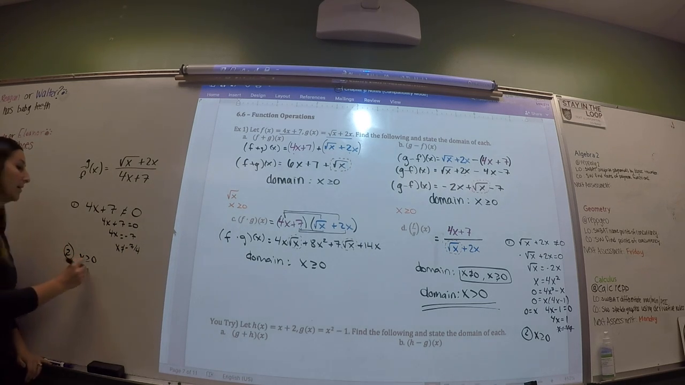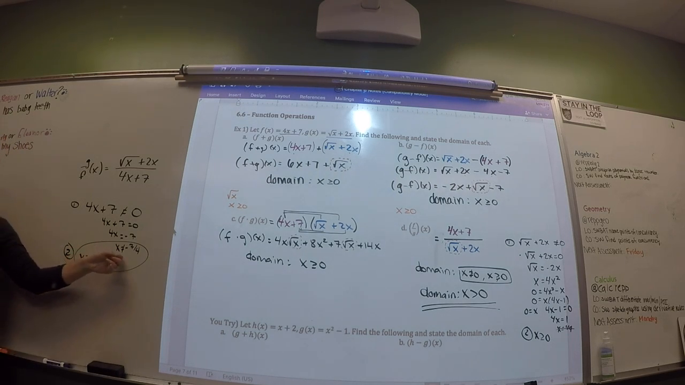Now if I had to combine these two together, x is greater than or equal to 0, but x is not allowed to be -7/4. So what numbers are greater than or equal to 0? Give me examples. 1, 2, 3, 4, 6, 7, 12. Is -7/4 part of that set? It's not. It's not greater than 0, so it's not part of that set.